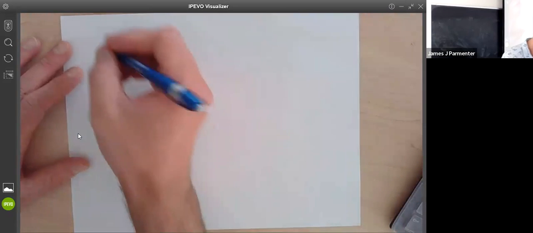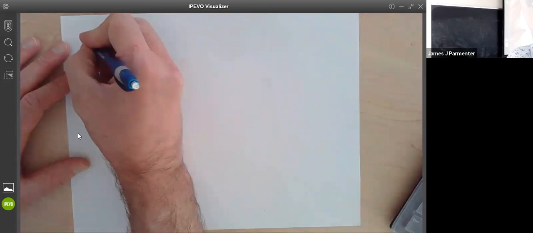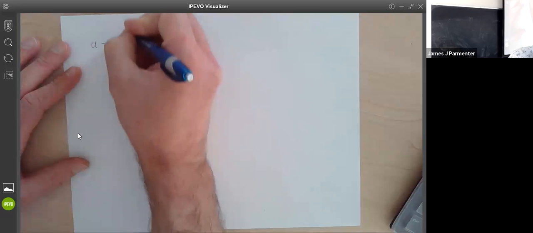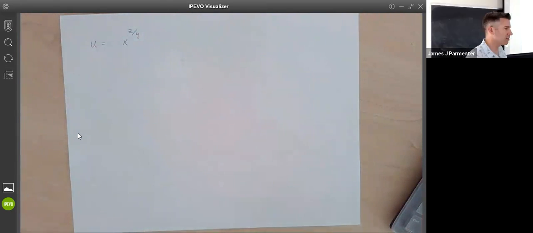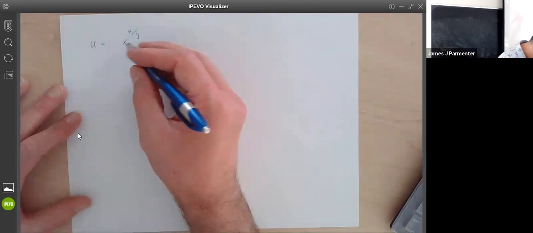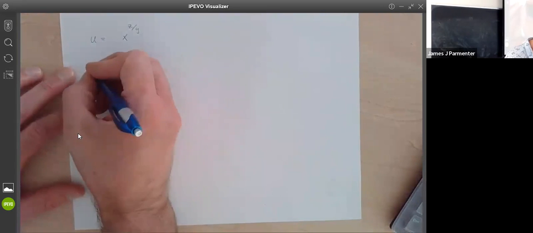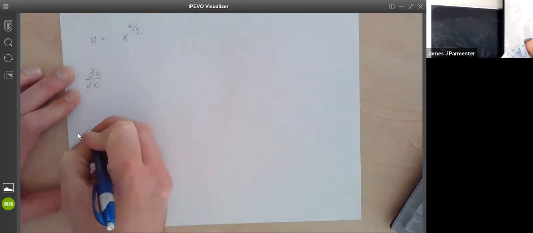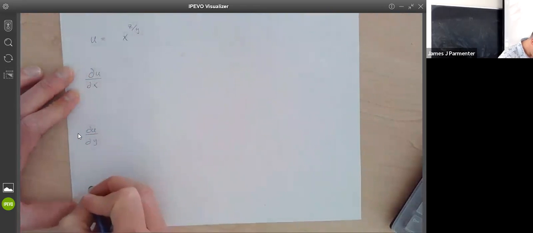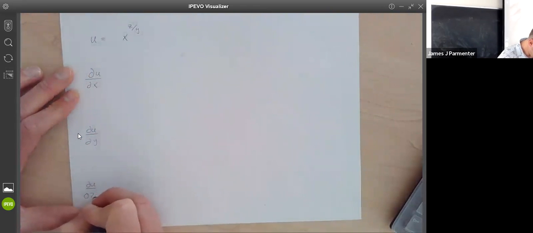So let's say we had something like u equals x to the z over y. I think it was y over z, but I'm going to change it up a little bit so I'm not actually doing the homework problem. And so we're trying to find all the partials: del u del x, del u del y, del u del z.